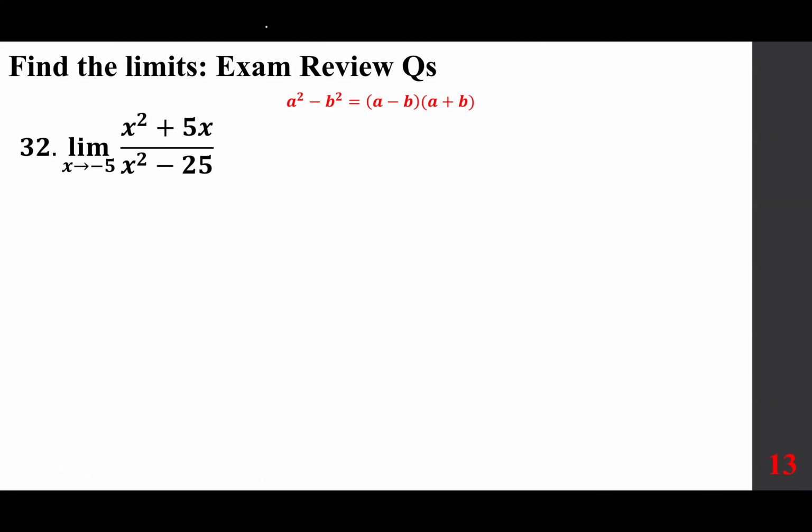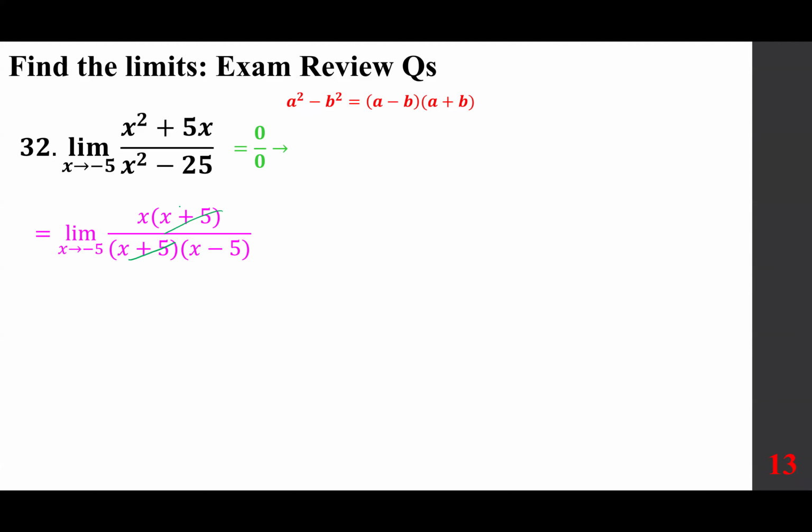We want to take a limit of this expression. We plug in and we get 0 over 0. Generally speaking, it is the 0 in the denominator that creates a problem. X approaching minus 5, that means there is a factor of x plus 5. The bottom is x squared minus 5 squared, or a squared minus b squared. It's a minus b times a plus b. You can factor easily. The numerator becomes x times x plus 5. The denominator is x plus 5 times x minus 5.